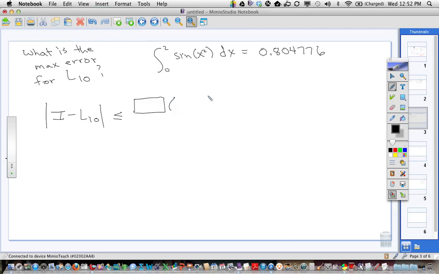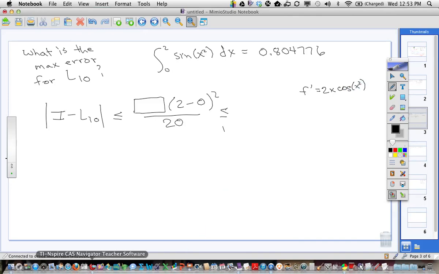All right, and then what's the next part? B minus A, so what do I put there? 2 minus 0, squared, over 2n, because n is 10 in this case, so 20. So let's go ahead and calculate that out. Oh, wait, we need to know what goes in the box. We need to know K1. K1 is the max of f prime. Well, what's f prime? You can let the calculator do it, but it'll be 2x cosine x squared.